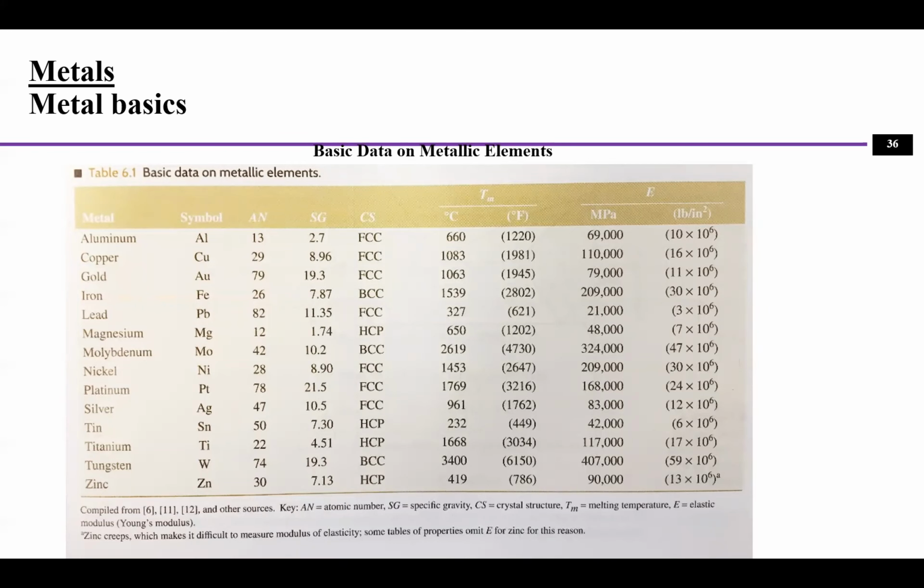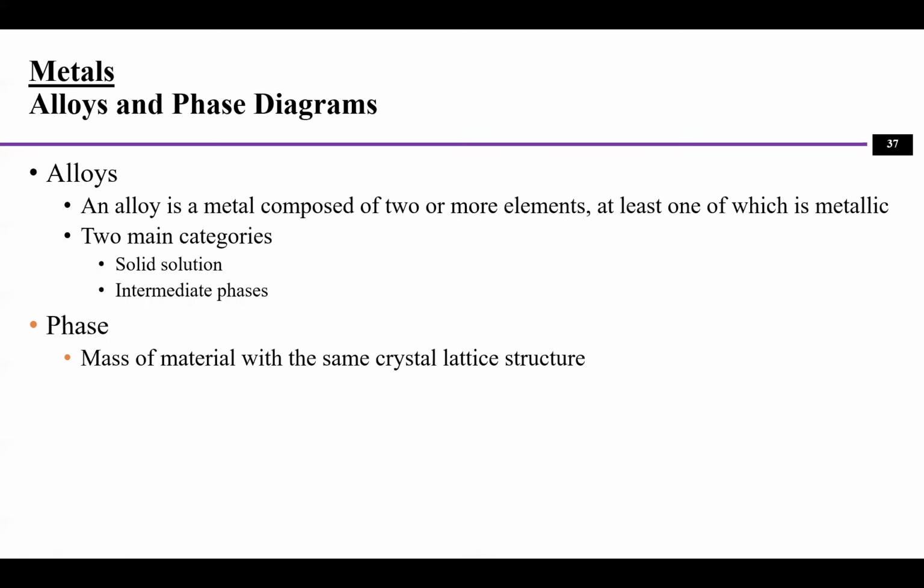And here, as you can see, these are some very common metal elements with their thermal property, melting point, and also elasticity, the Young's modulus. And sometimes we may put two or more elements together into a metal, and then that is called an alloy, right? So a metal that's composed of two or more elements, but at least one should be a metallic element.